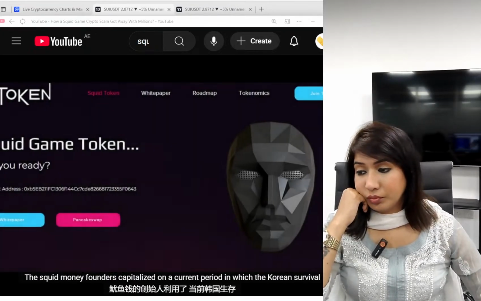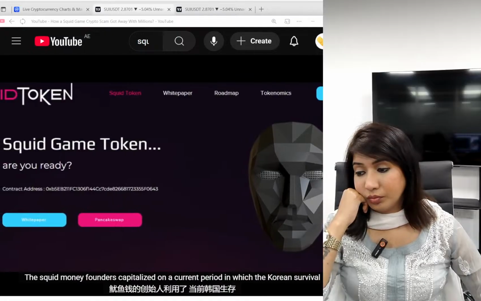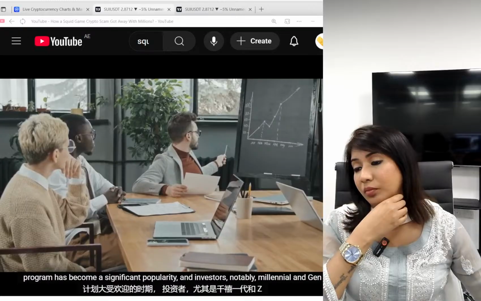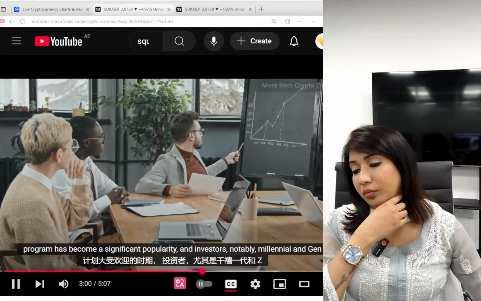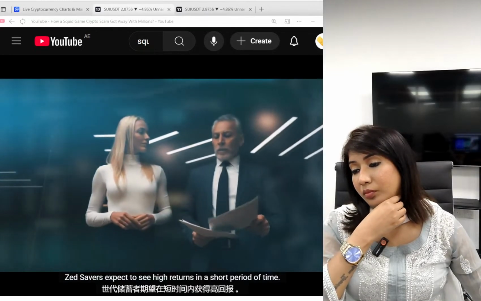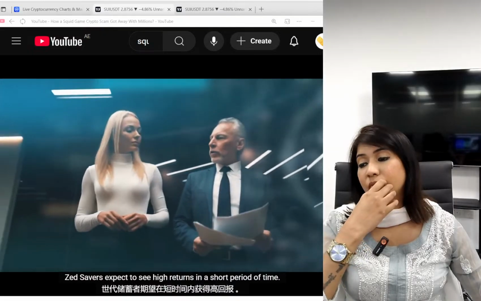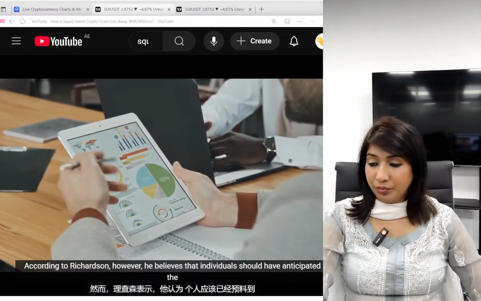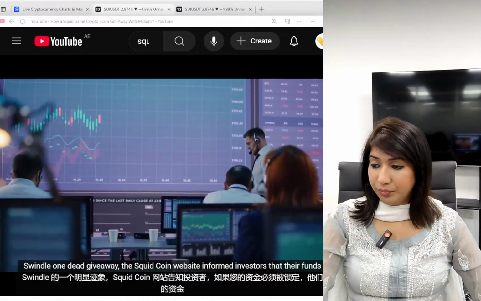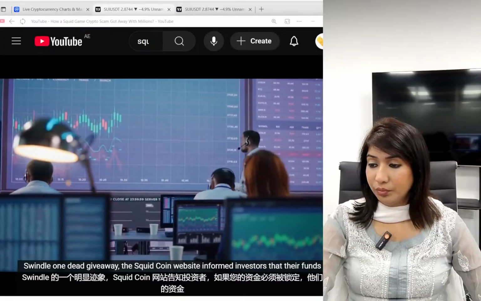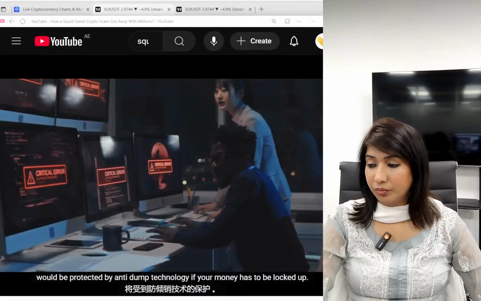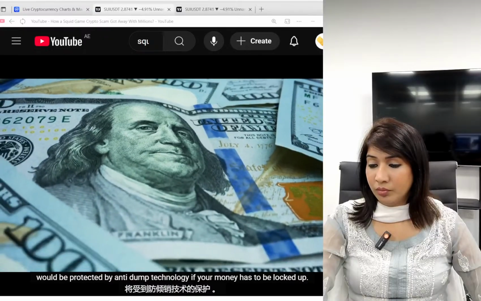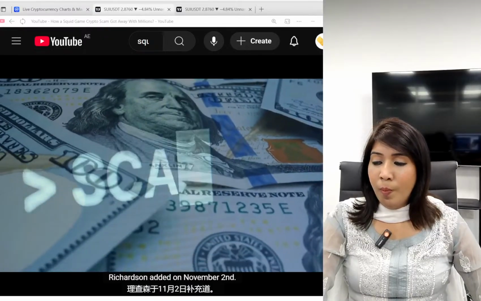The Squid Coin founders capitalized on a current period in which the Korean survival program has become hugely popular, and investors, notably millennial and Gen Z savers, expect to see high returns in a short period of time, according to Richardson. However, he believes that individuals should have anticipated the swindle. One dead giveaway: the SquidCoin website informed investors that their funds would be protected by anti-dump technology. "If your money has to be locked up, that made it pretty clear it was a scam," Richardson added.